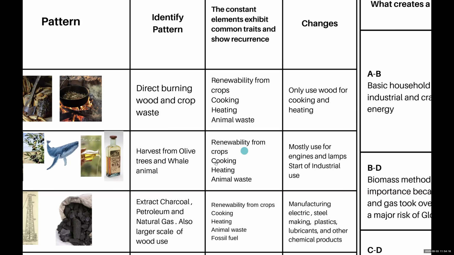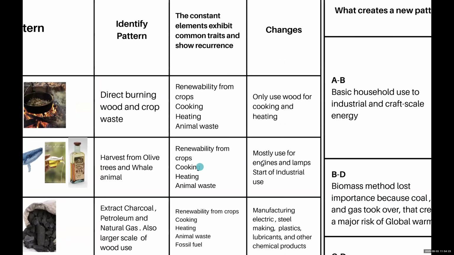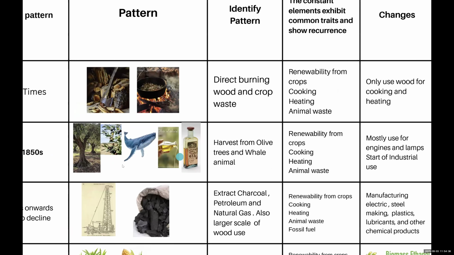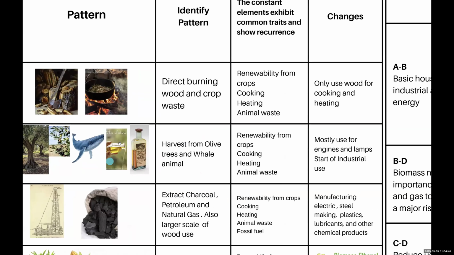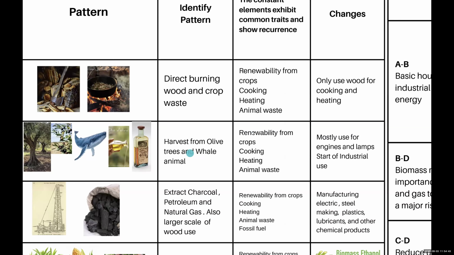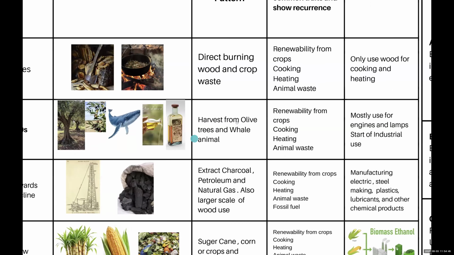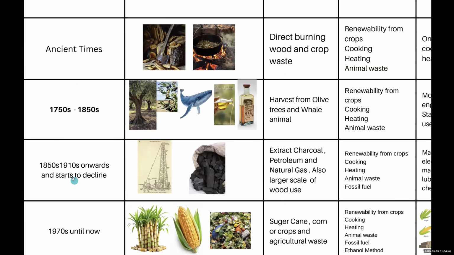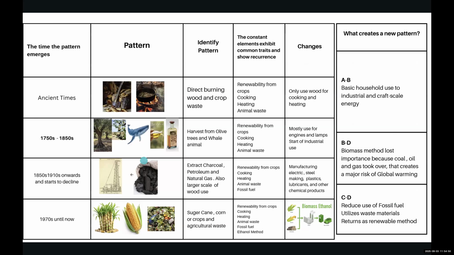So they will be crops and cooking, heating, and animal waste. They still use them. But what changes is that in that era they started developing new technologies such as industry. The first industry was the sewing machine industry. I didn't have an image though, but it was a sewing industry. It started by using these oils and olive oil, but most of them were hunted down by animal oil.